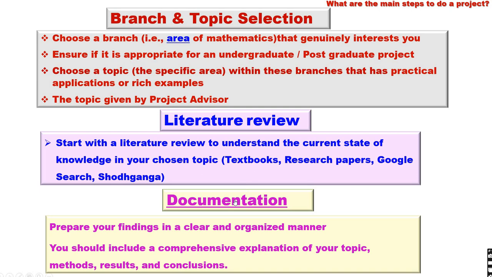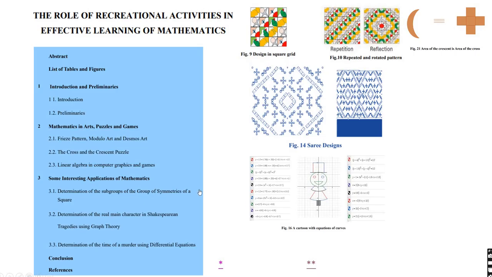As for documentation, as an example, suppose your interest is in recreational mathematics, and you want to ask what is the role of recreational activities in learning mathematics effectively, and you can give a title for your project in this way. Your project should have an abstract, list of tables and figures, introduction and preliminaries. Then the rest depends on the topic that you choose.